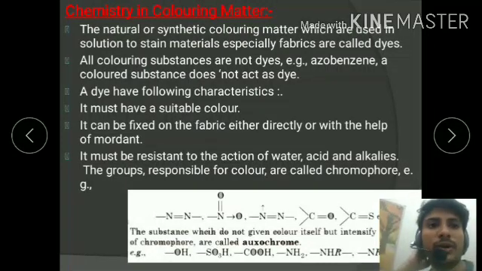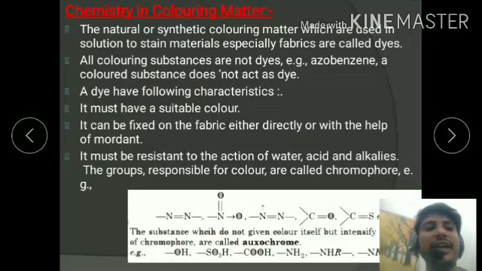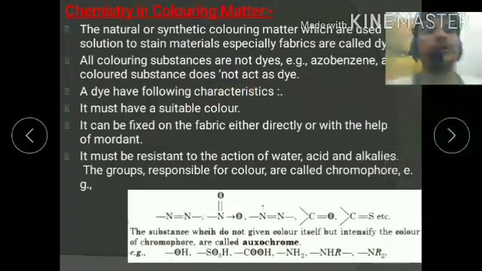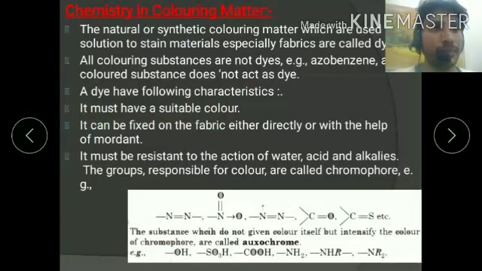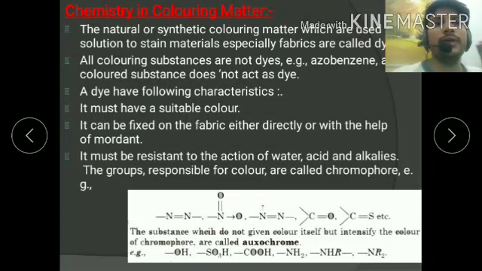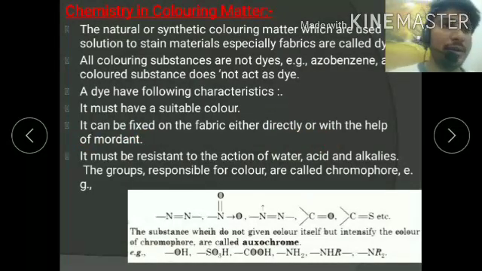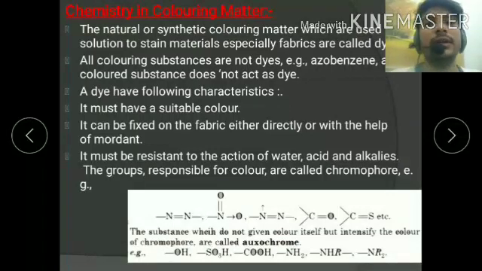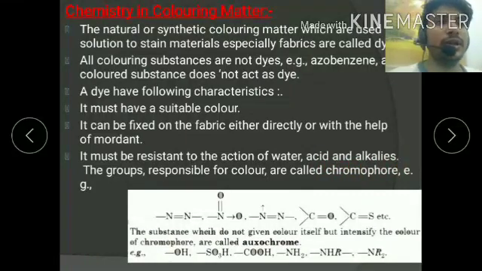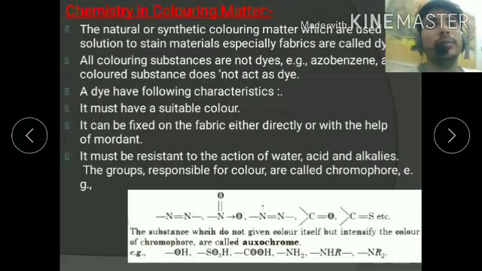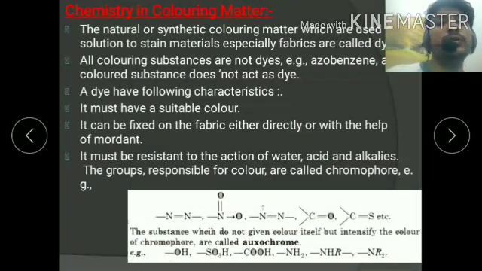Okay, a dye has the following characteristics. How can we determine it is a dye? First one is it must have a suitable color. What is the meaning of dye? A substance which imparts color to the fabric, so it has a suitable color. Second one, it can be fixed on the fabric either directly or with the help of a mordant. Okay, it provides a fixed color, a stationary color. Third point is it must be resistant to the action of water and acid and alkalis. Okay, the reaction of the dye with the acid, base and water should be resistant.